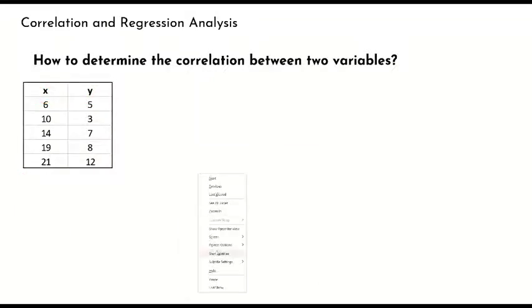Okay, so again, we're going to compute for x bar. So this is 6 plus 10 plus 14 plus 19 plus 21. So this is 70 divided by 5. And y bar is 5 plus 3 plus 7 plus 8 plus 12. This is 35. So 35 divided by 5. So the mean is 14 for the x. And for the y, 7. Okay.